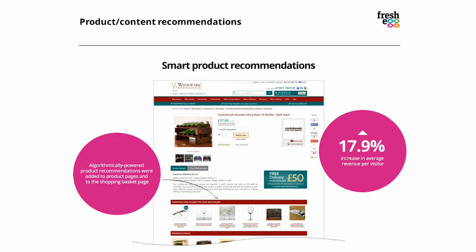An example of algorithmic personalization can be seen here on one of our clients, Wineware. We ran this test for them where we introduced algorithmically powered product recommendations that best matched the audience groups they're being shown to. Initially they had a manually built process of recommendations, and this superseded it and increased revenue per visitor by 17.9%. So a very big uplift from introducing an algorithm there on product pages.